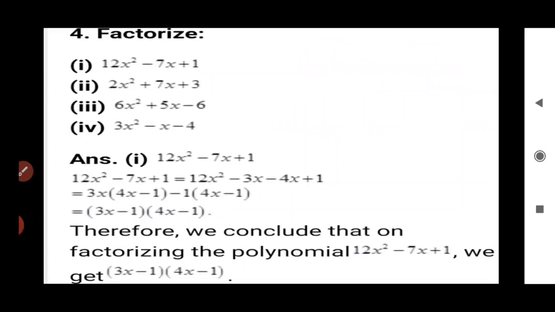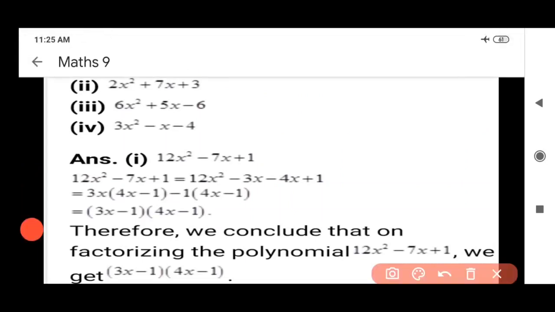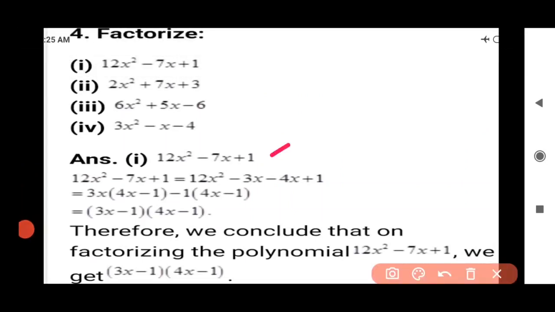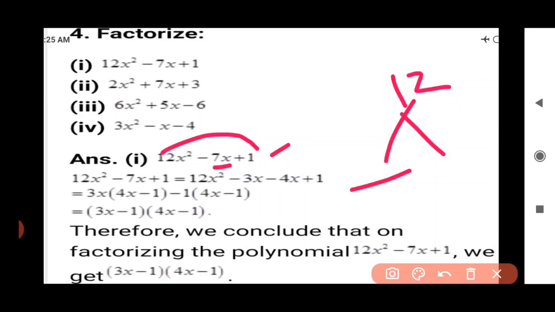Factorize using the splitting the middle term method: 12x squared minus 7x plus 1. Solution. Multiply the terms, you get 12. Add, you get minus 7. So we can write minus 4 into minus 3, which gives plus 12. Add minus 4 plus minus 3, which is minus 7.